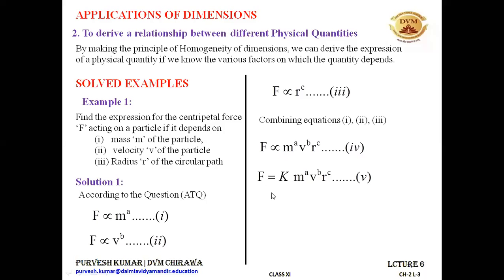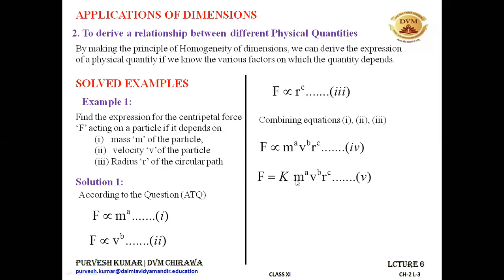In our equation 5, we have written F equal to K, m to the power a, v to the power b, and r to the power c. Now we have to write the dimensions for the quantities involved, on both sides. On the left hand side we have force, so we write the dimensions for force, and on the right hand side we are left with m, that is mass. In this case it is mass. In some other example, m may stand for something else. We can use symbols for anything, but the dimensions have to be correct for that particular physical quantity.